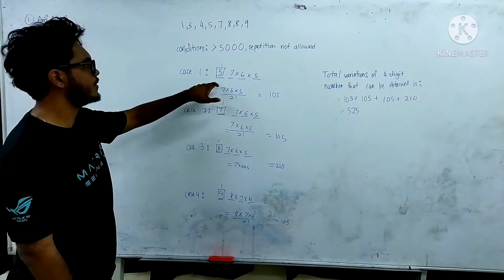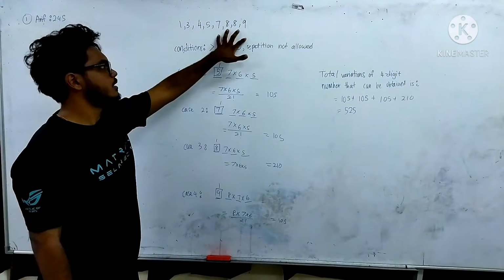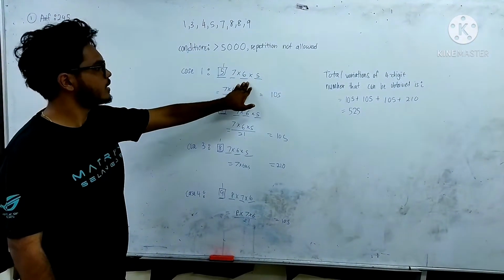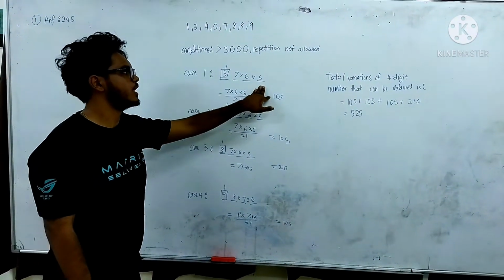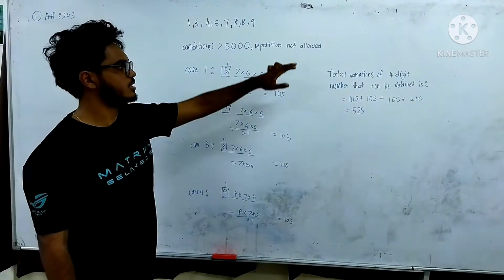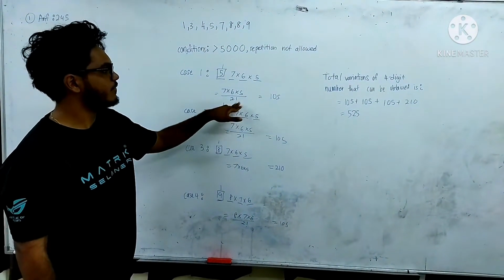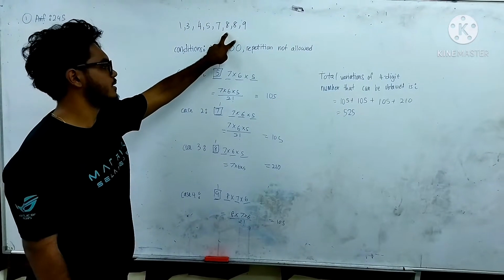Okay, so for the first case, we are taking 5 as the first digit. So we are left with 7 more other digits to fill up the second column, followed by 6 more digits to fill up the third column and 5 more digits to fill up the last column, since repetition is not allowed. So 7 times 6 times 5, divided by 2 factorial because we have 2 similar numbers, which is 8.